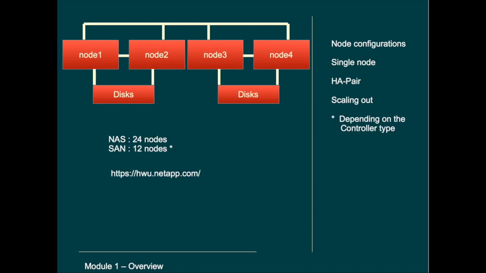The maximum number of HA pairs in a SAN environment depends on the controller types you use. Currently, with all flash arrays, you can have a maximum of up to 6 HA pairs, which is 12 nodes. The configuration limits of all sorts can be found at the Hardware Universe, hwu.netapp.com. So, we can have a single node with one or more disk shelves, we can have a single HA pair with one or more disk shelves, or we can have multiple HA pairs.